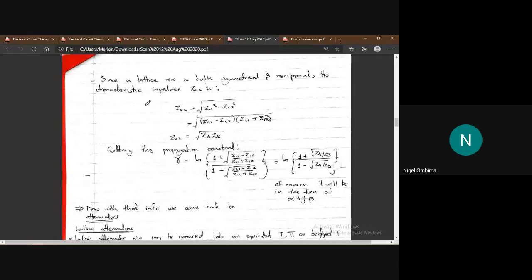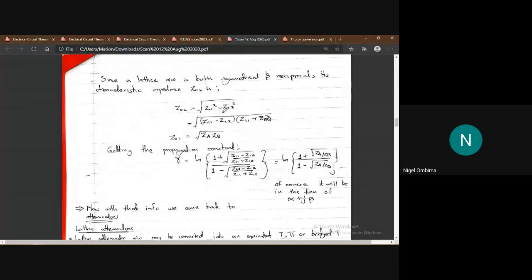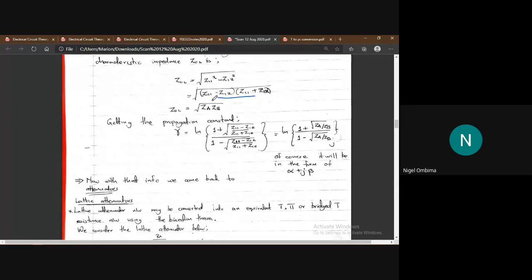Continuing, from ZA and ZB, we can get the characteristic impedance of the lattice network, which is ZOL, equal to the square root of Z11 squared minus Z12 squared. This is a formula from the book. So it's an identity whereby Z11 squared minus Z12 squared is equal to this identity from math. Then this one is equal to ZA and this one is equal to ZB. So our characteristic impedance is the root of ZA times ZB.